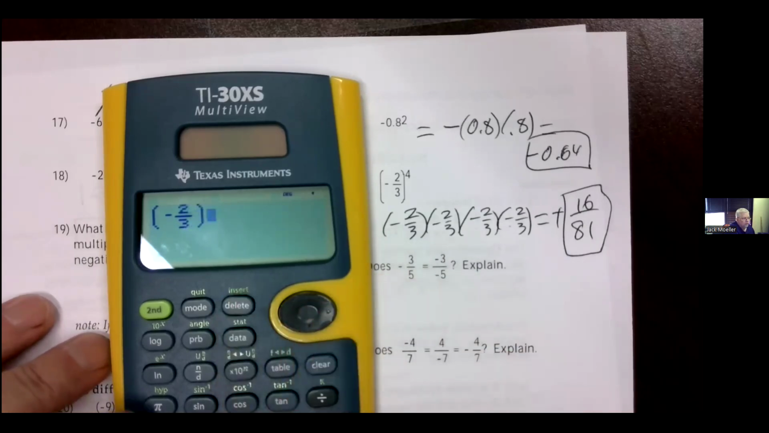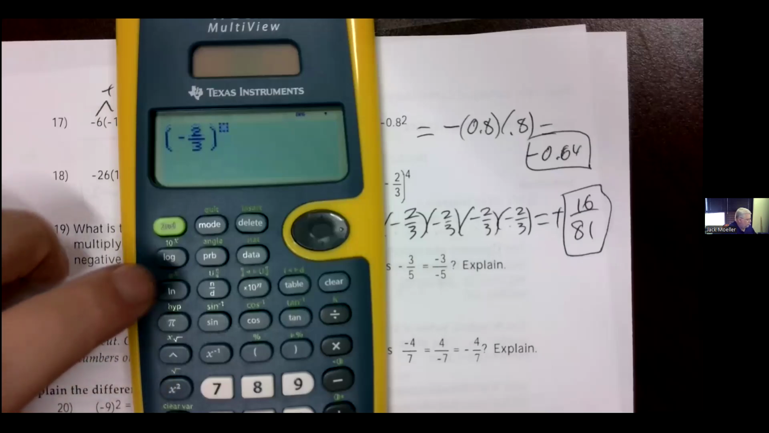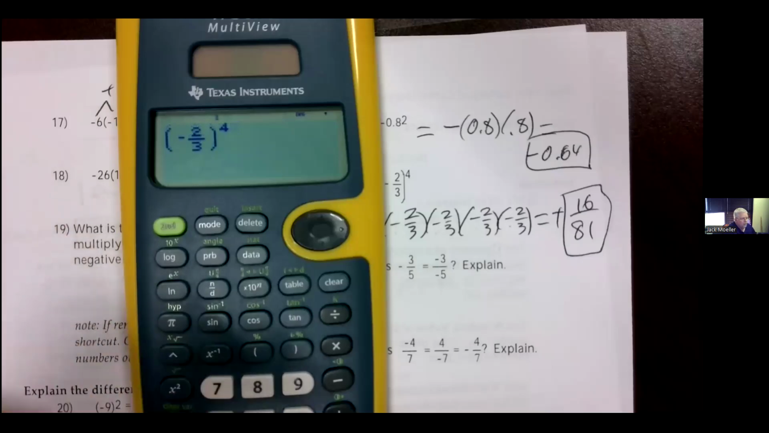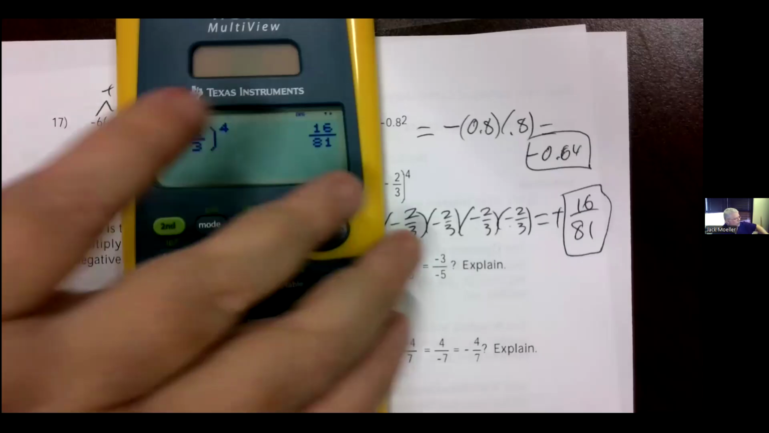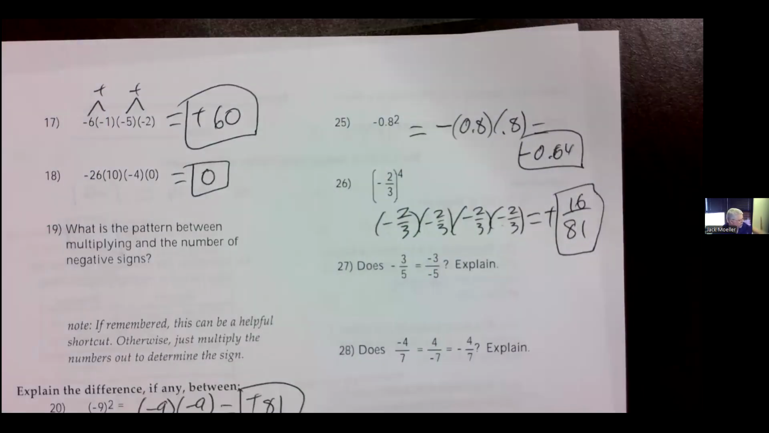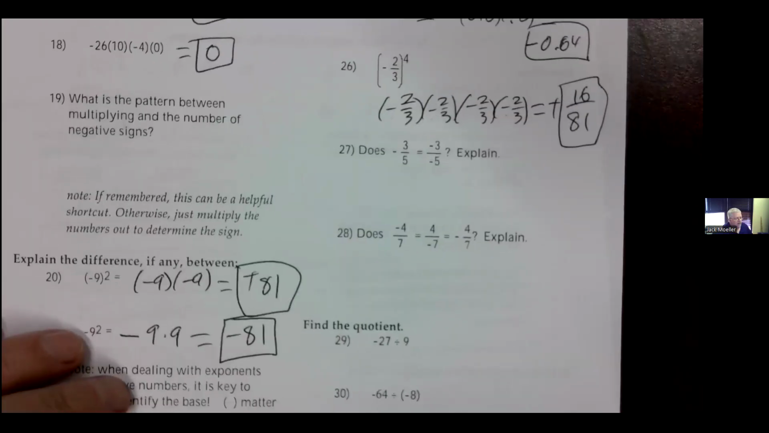And then you want to do the up arrow, or it's called a caret or a hat, up to the 4th. And then there you go. There's your 16/81. Okay, so the majority of the mistakes with multiplying negative numbers comes when we're dealing with exponents. Right, and I can't emphasize enough there the importance of those parentheses.